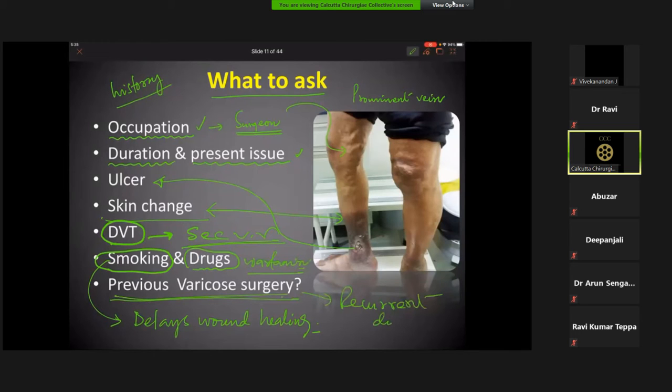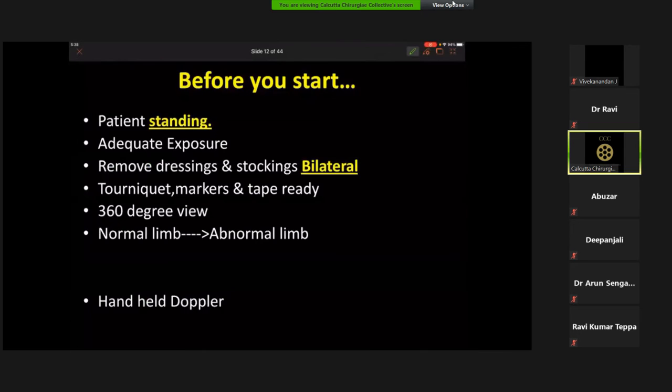Okay, so the examiner will be wanting you to comment upon these ones. The main problem can be all about this. In the arterial topic, we'll talk about this very quickly. There is a term called venous claudication, and venous claudication means a bursting type of pain rather than a shooting type of pain in an arterial disease. So it is a bursting type of pain. Now, before you start, the patient will always be standing, with bilateral exposure, the normal and then the abnormal limb, please.